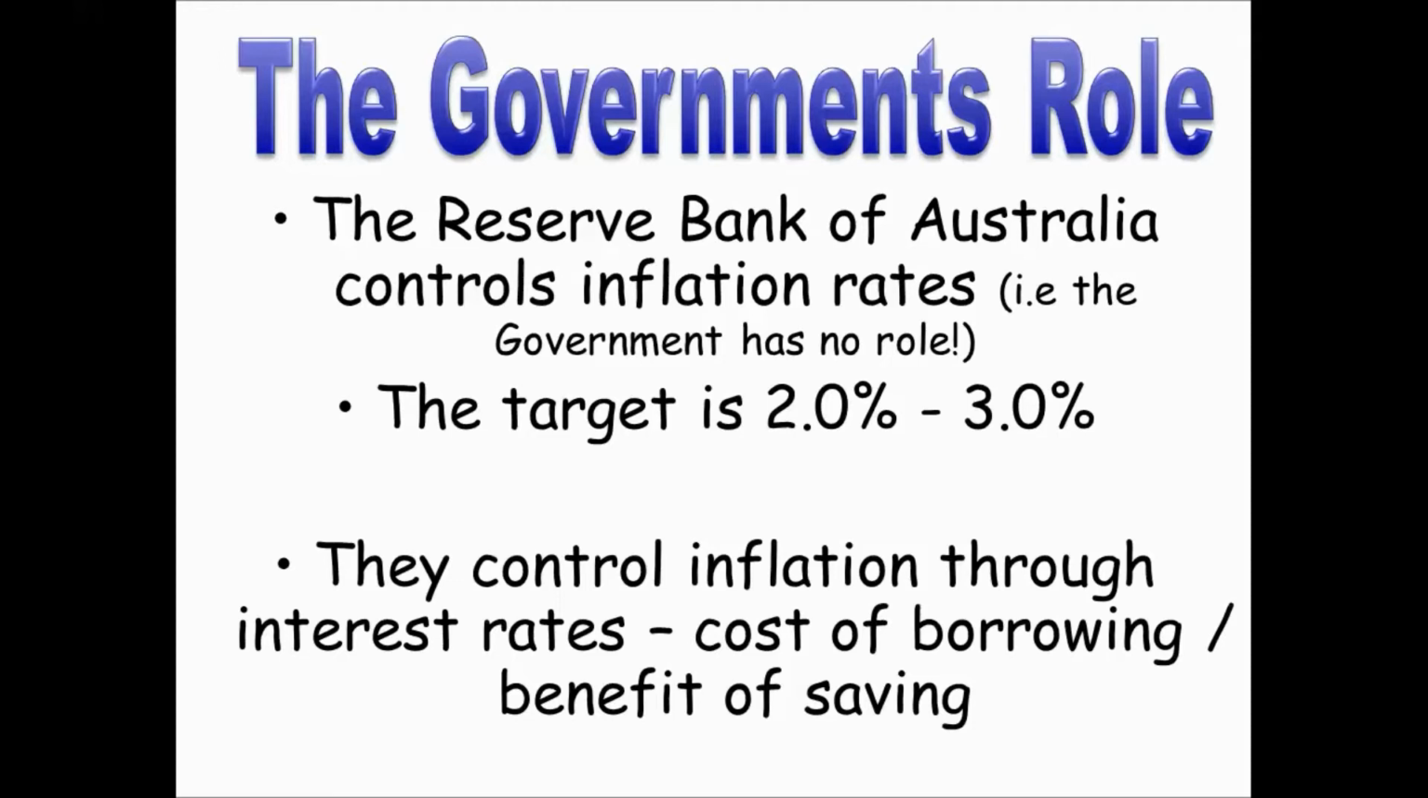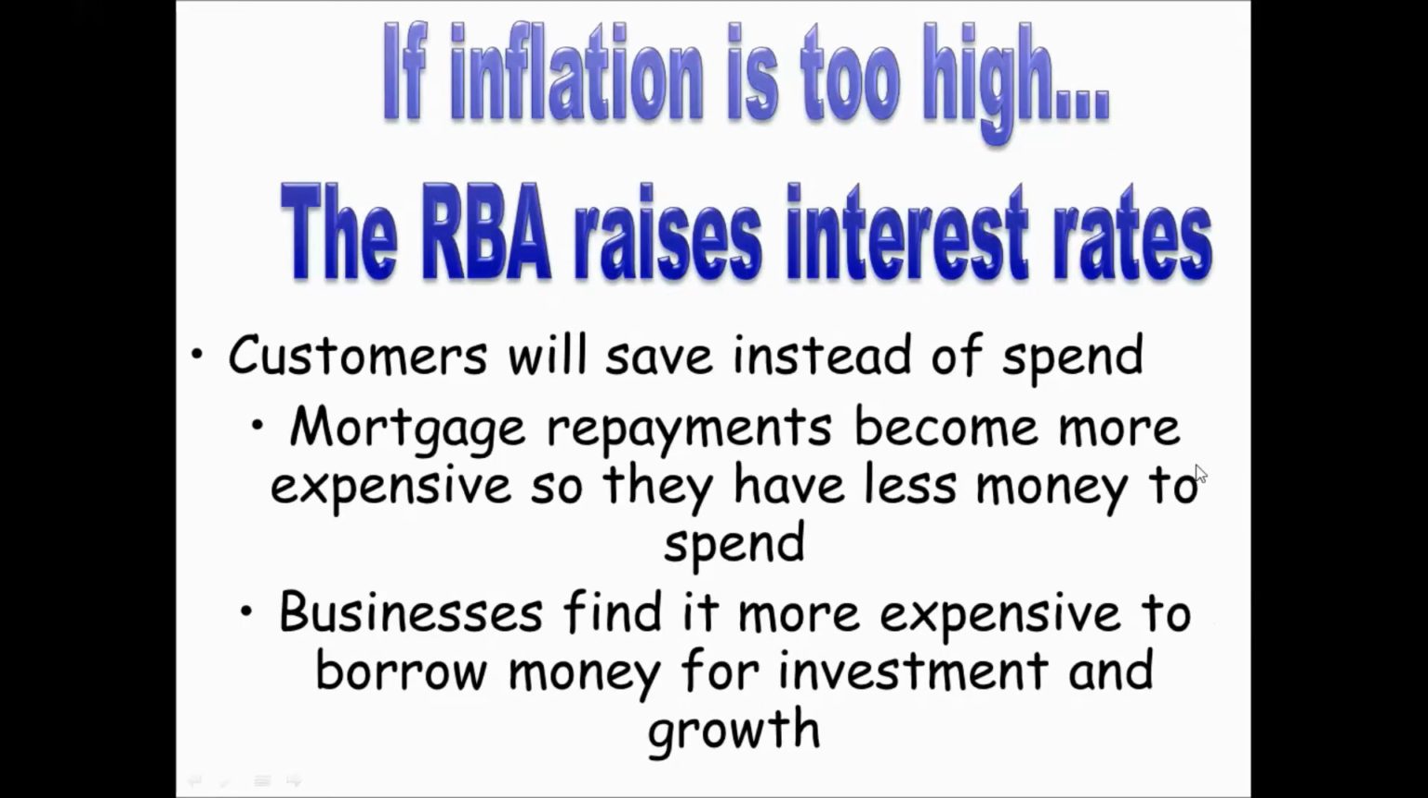The way that the RBA controls inflation is through interest rates, which is otherwise the cost of borrowing and the benefits of saving. High interest rates means there's more benefit to save your money, you get more back from the bank, but the cost of borrowing is also high when interest rates are high, and the vice versa is also true. If inflation is too high, that is, the economy is going too fast and there's too much stimulus in the economy, the RBA will raise interest rates.